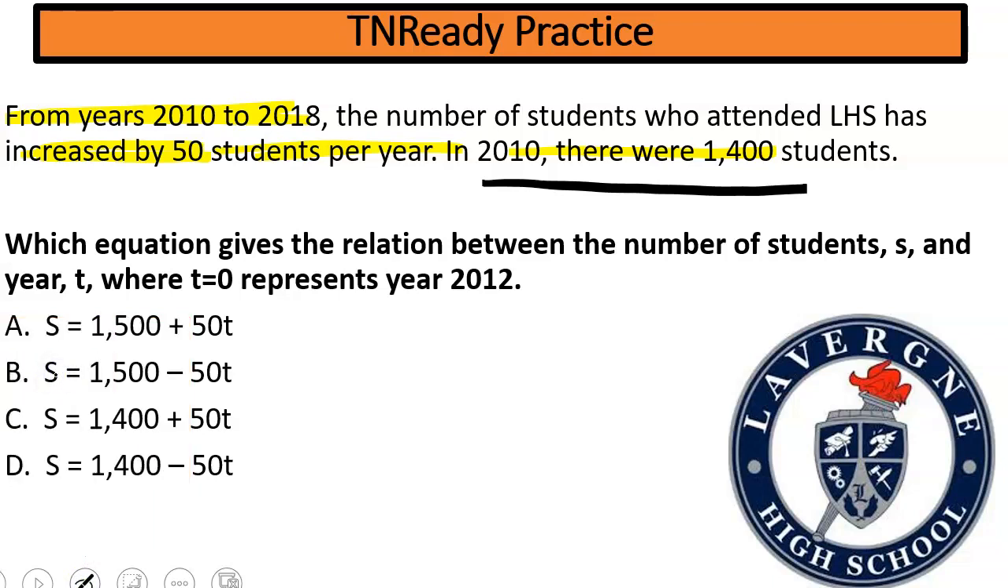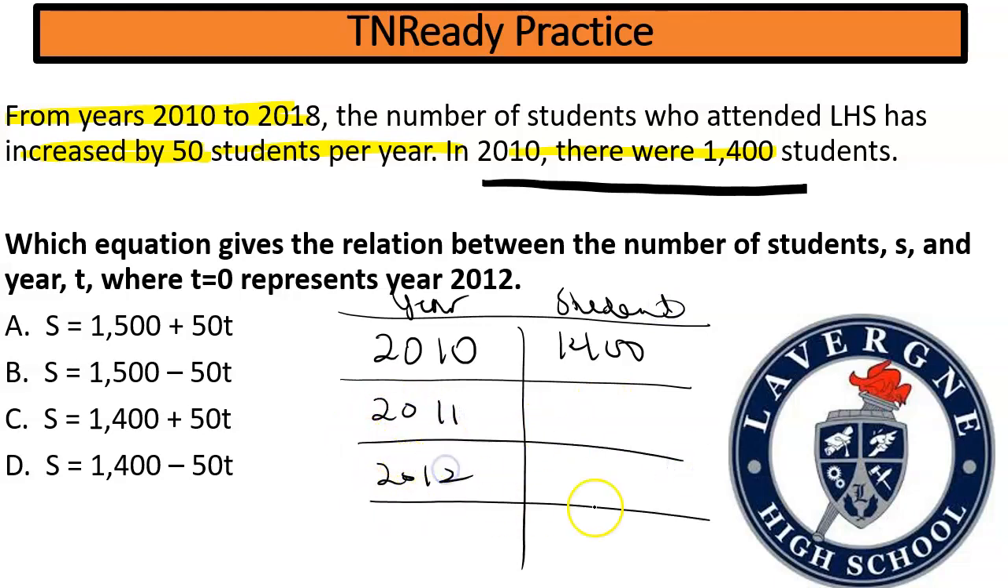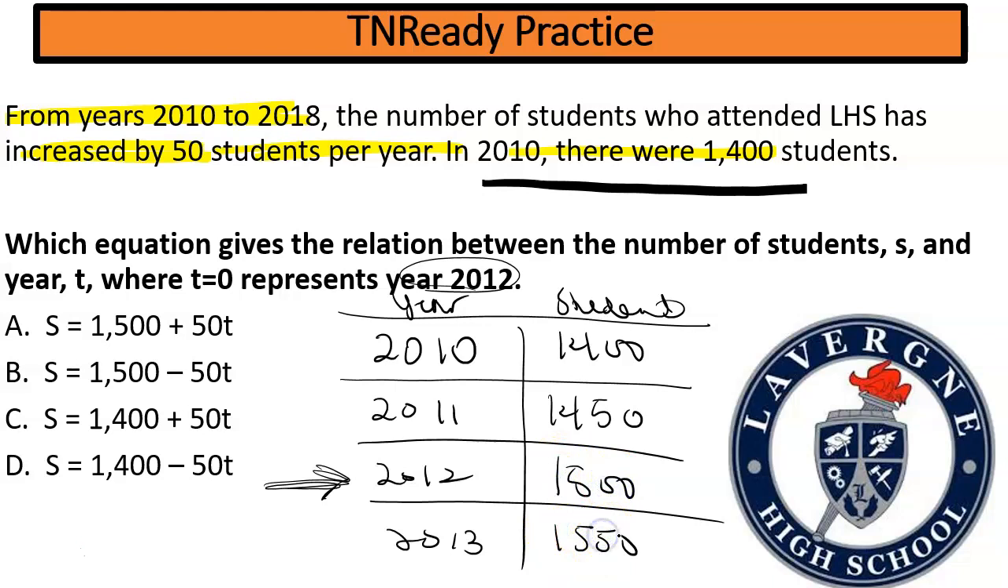All right, so we know how many students there were in 2010. There were 1,400. So this is year, students. Okay, so we're increasing by 50 students per year. So 2011, 2012, 2013. The number I'm looking for is 2012, because that's what wants to be our initial value year. But we started increasing by 50 students per year starting in 2010. So then this would be 1,450, and then this would be 1,500, 1,550, and so on.